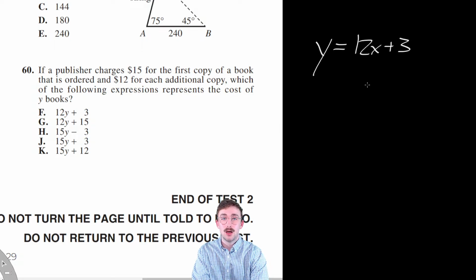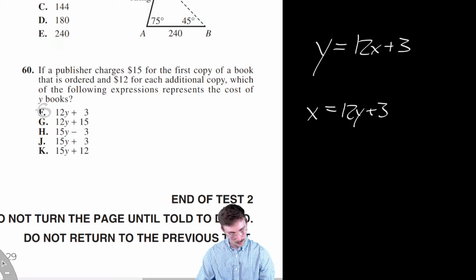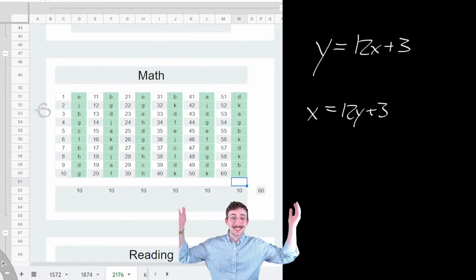Oh, whoops. The cost of y books. Oh, okay. So it's just x equals 12, y plus 3. They're just switching around the values. So it'd be f. If I'm wrong, let's talk about it. And I'm not. And that's it.